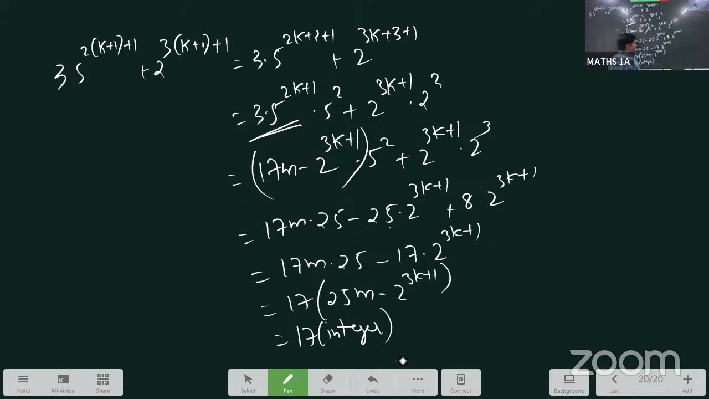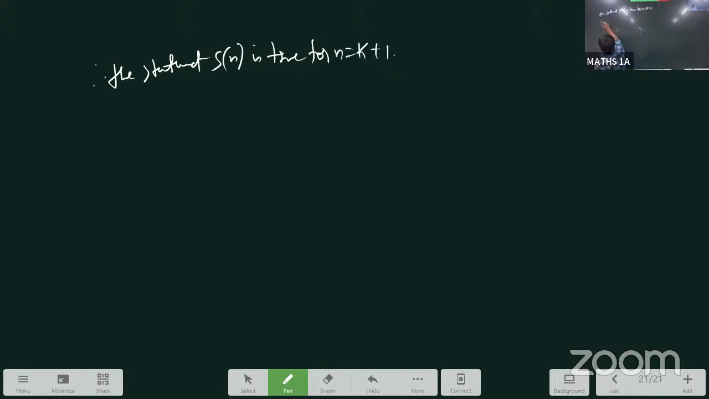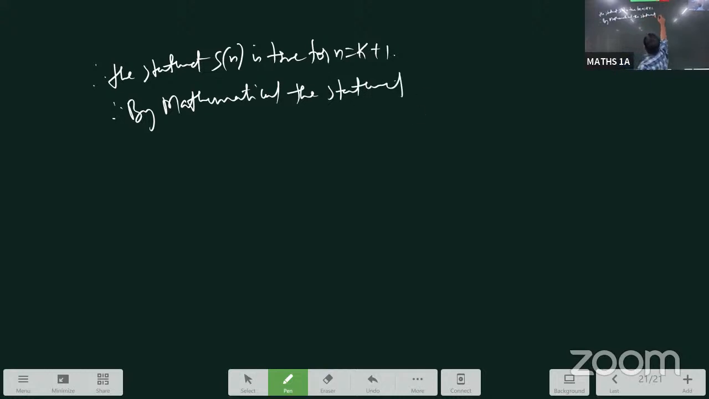Therefore, the statement S of n is true for n equal to k plus 1. Therefore, by mathematical induction, the statement S of n is true for n belongs to N. So with this, your mathematical induction is also done.